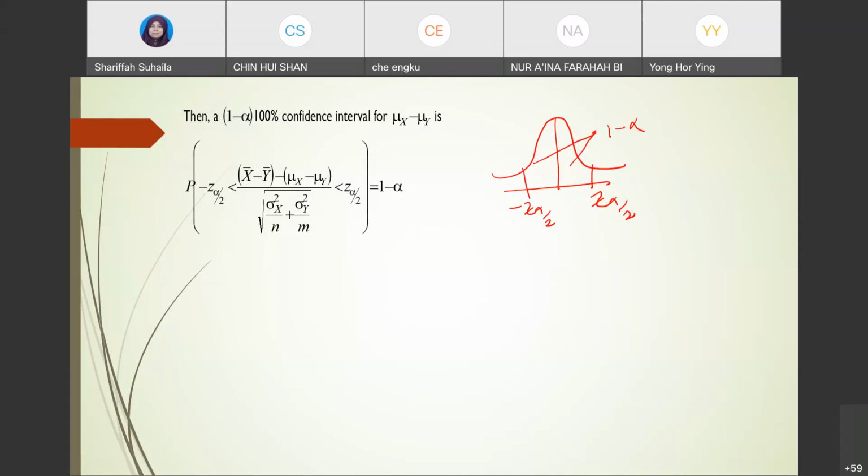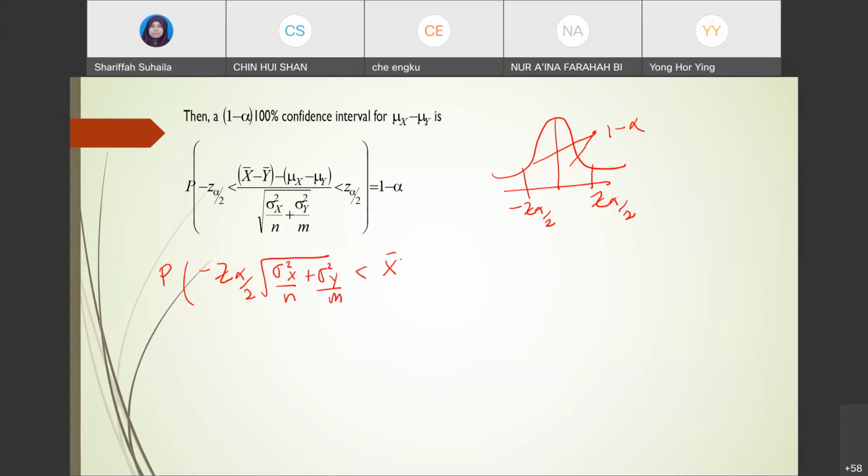So the probability that your z is between minus z alpha over 2 and z alpha over 2 is 1 minus alpha. Okay. So the rest, the same thing. Kita bawa naik ke sebelah kiri, sebelah kanan. But you need to show in your derivation. Jangan terus bagi your solution yang last kali ni. Tunjukkan macam mana kita derive.